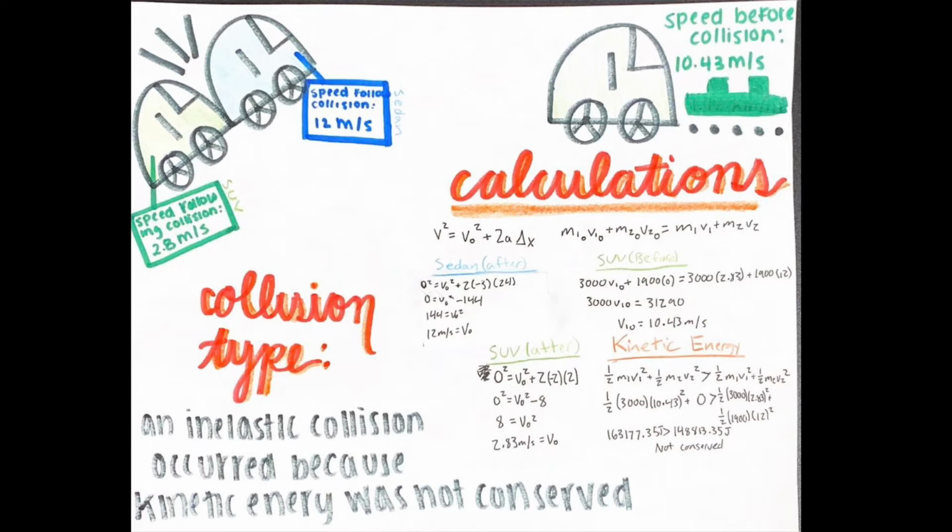We also used the m1 v1 naught plus m2 v2 naught equals m1 v1 plus m2 v2 formula to find the final velocities of each. The collision type is inelastic because the kinetic energy was not conserved, which was found using the 1/2 m1 v1 squared plus 1/2 m2 v2 squared, which was greater than the 1/2 m1 v1 squared plus 1/2 m2 v2 squared after. And this shows that it was inelastic because the kinetic energy was not conserved.